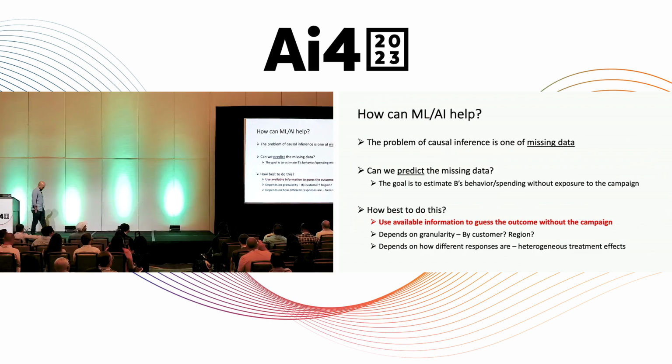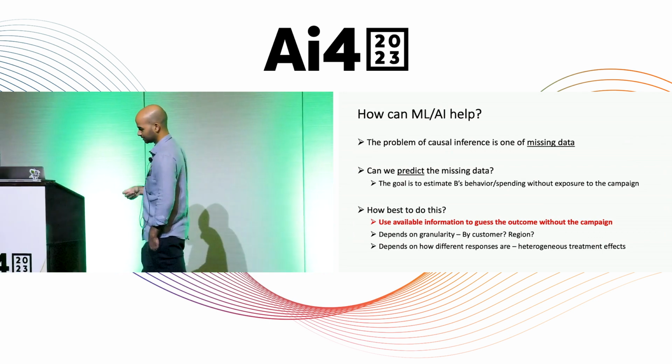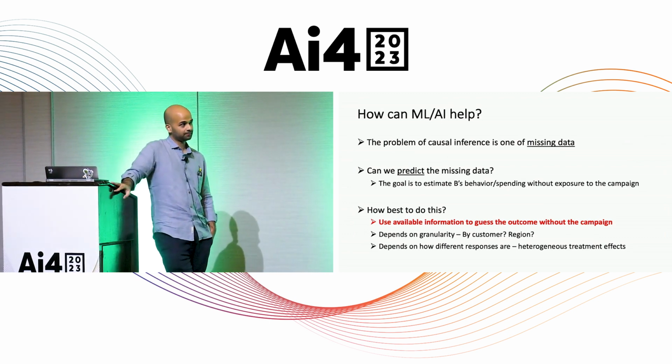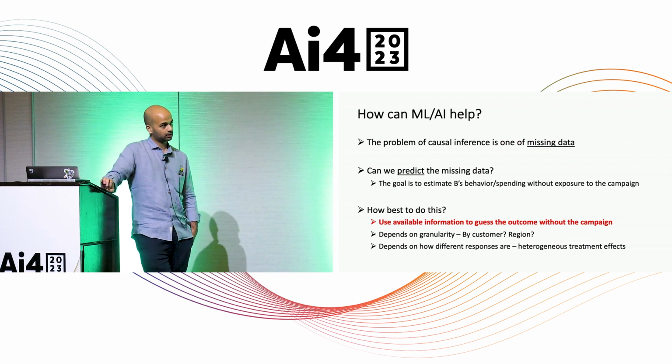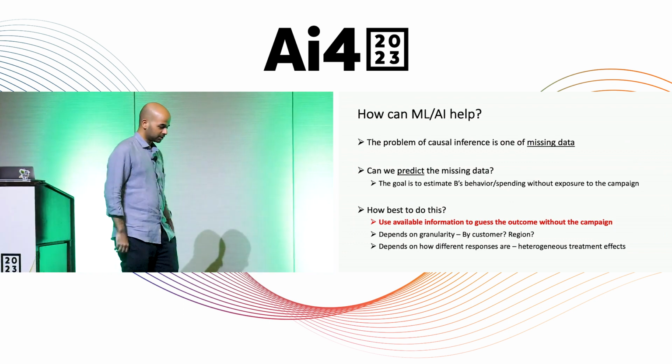So this is an AI conference. I'm going to bring it back to machine learning and AI. So as I mentioned, the problem is one of missing data. And there's obviously very powerful tools that we can use to try to understand, is there a good way to extrapolate or interpolate what that missing data is? Can we predict what the outcome of a customer would have been had they not seen the marketing campaign? So the goal: estimate B's behavior and spending if they had not had exposure to the campaign that you have run. And how best to do this?